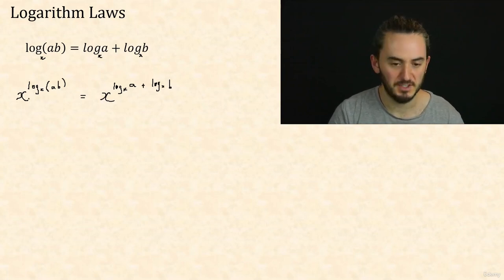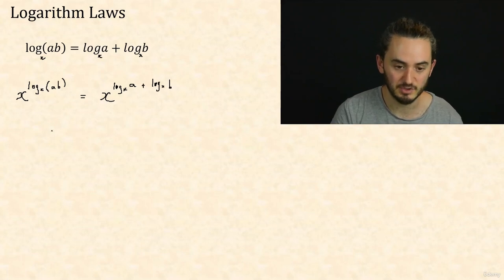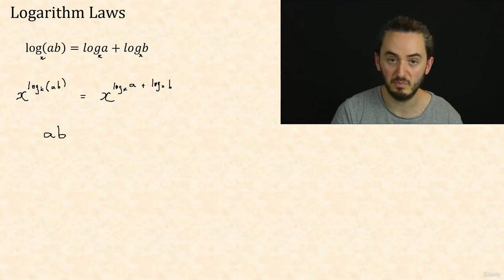Well, if you watched my last video, you'll know that x to the power of log base x of ab is just ab. They just cancel because x to the power of is the inverse of log base x. We can use some indice laws here because you've got x to the power of something plus something.